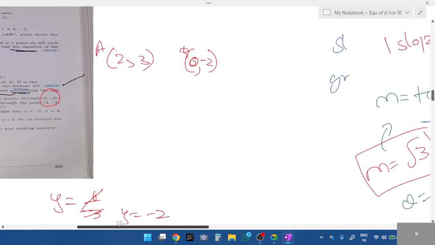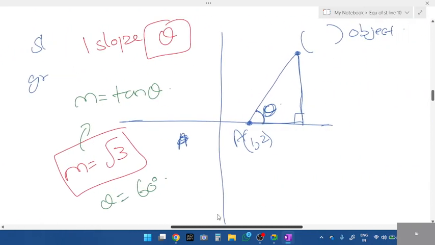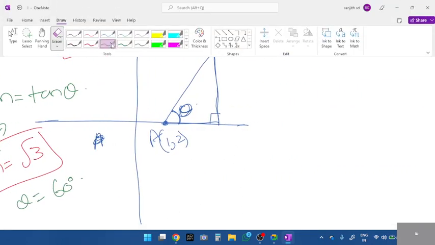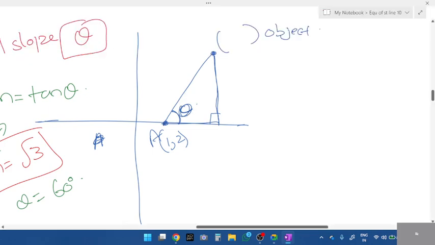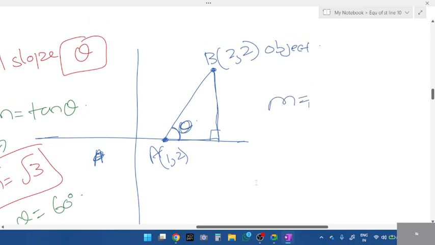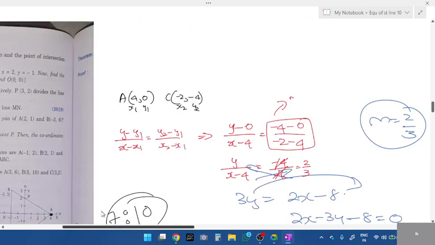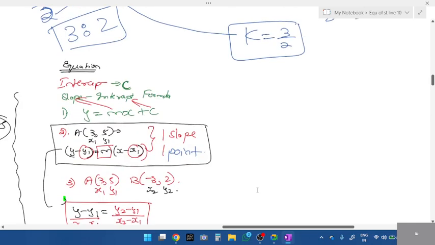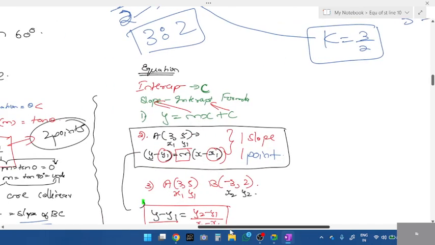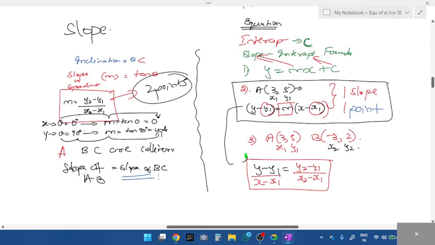Okay, let me write it here. Theta was given, fine. Now, after reflection, we got B value 2, 2. Just imagine this. How many points are there, students? Total, how many points are there? 2 points. Okay, when 2 points are given, what is the formula for the M value?